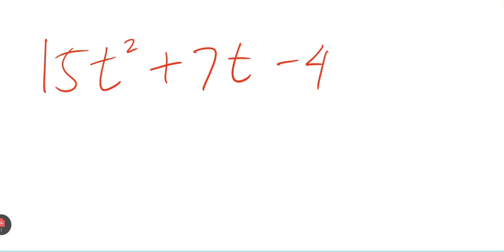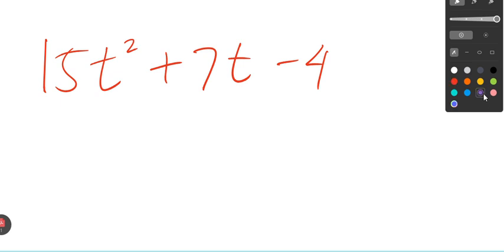All right, so here we have another number that we're going to factor out. So we have 15t squared plus 7t minus 4. Now, first, we're going to apply the rules that we have learned so far.